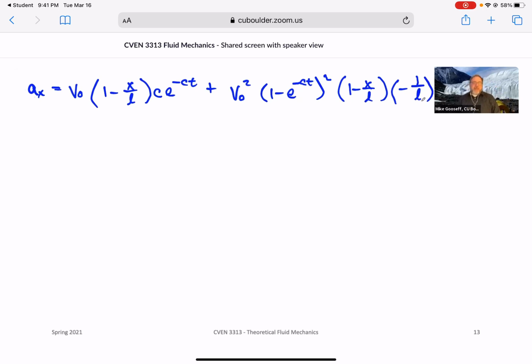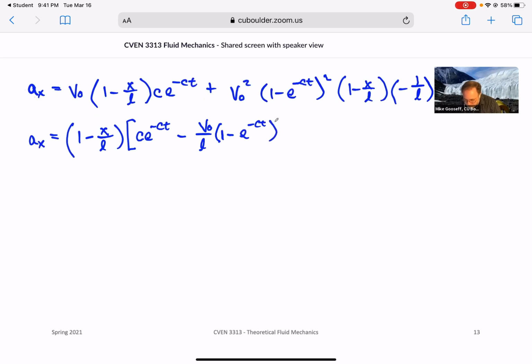So we expand this out, we take the derivatives where needed, and now we can write what we had on the previous slide, where I jumped a step. The acceleration in the x direction is equal to 1 minus x over L, times c e to the minus ct, and then we subtract v naught over L multiplied by 1 minus e to the minus ct. Close that, we square this, and put a bracket on that. Okay, almost there, but not quite.